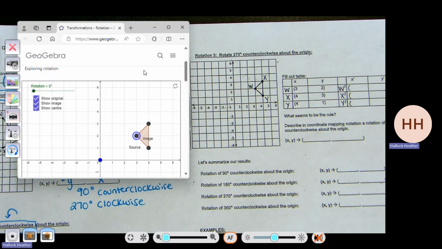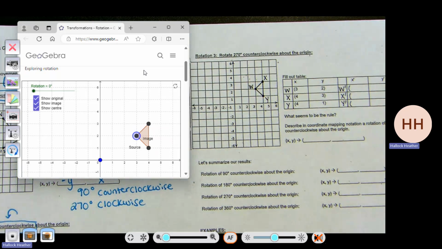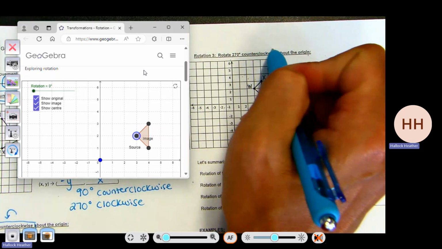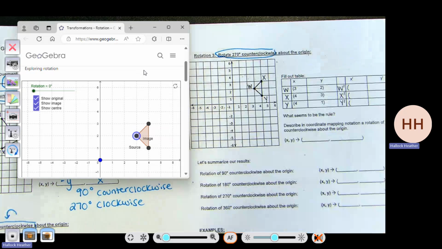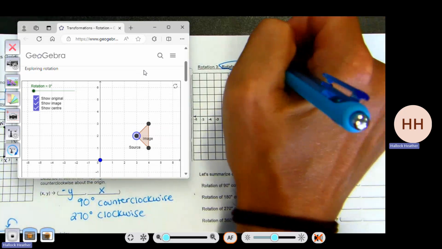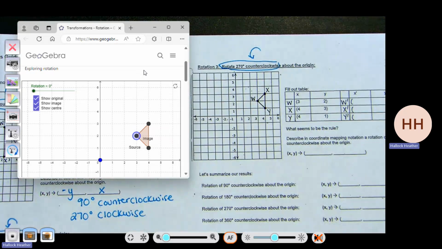Okay, so this little baby triangle, we're going to do one last rotation with it. It's going to rotate 270 degrees counterclockwise. We're still going to the left because it's counterclockwise. So 270, we're going to go to the left. So with your little green scroll bar, we're going 270 degrees.